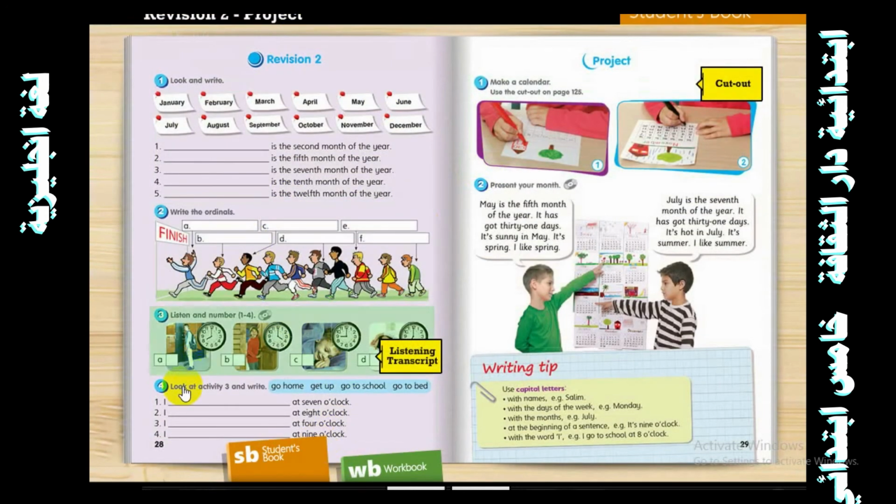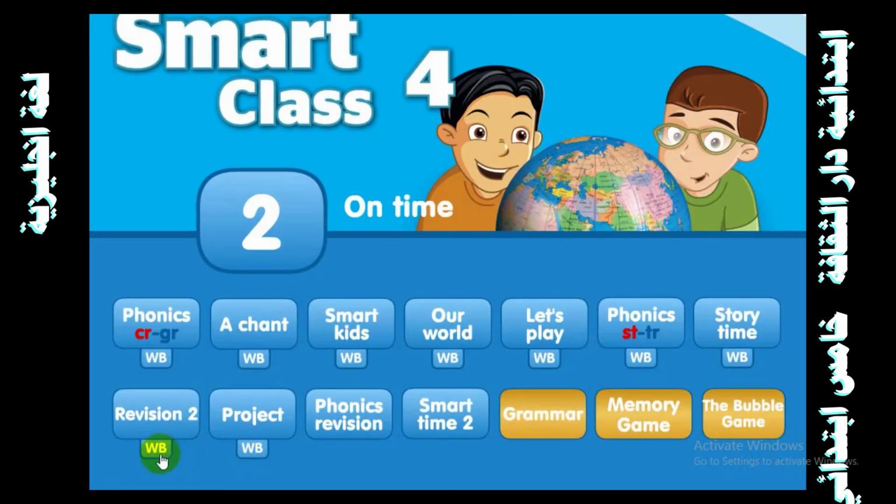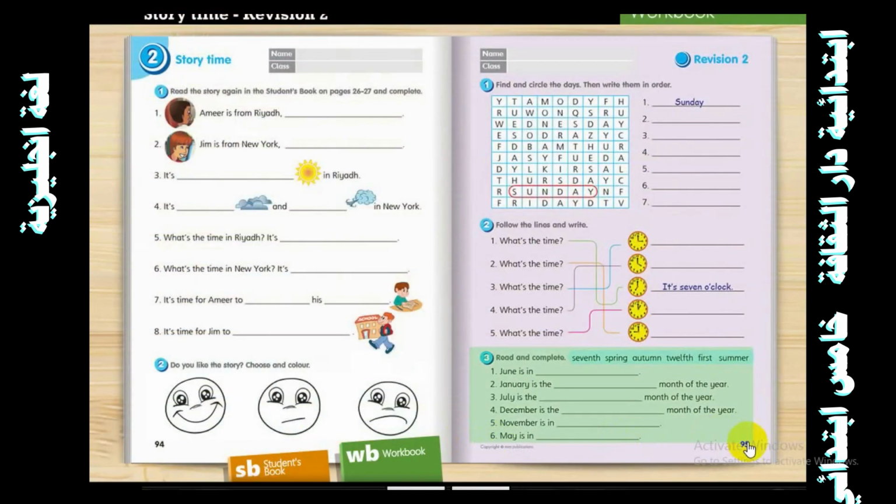I want you now to go to the workbook page. On page C, yes, 95. And as you can see, we have 3 activities. You will take activity 1 as homework, and we will do together number 2 and number 3. This is homework. But have a look at this.